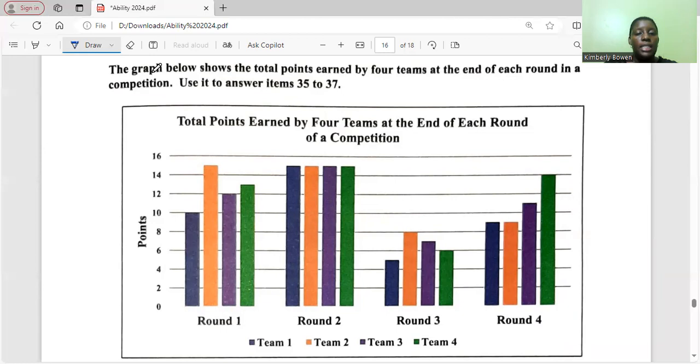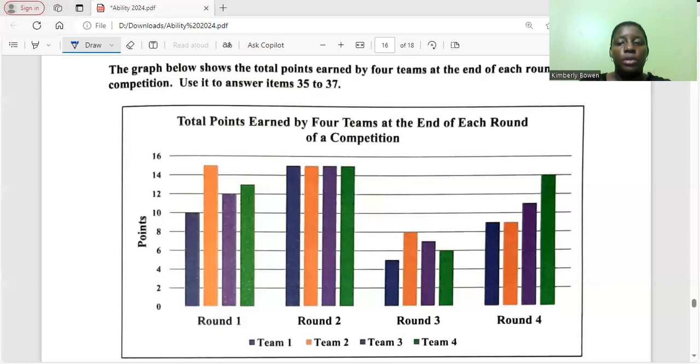All right, let's look at the graph below. The graph below shows the total points earned by 4 teams at the end of each round in a competition. Use it to answer items 35 to 37.